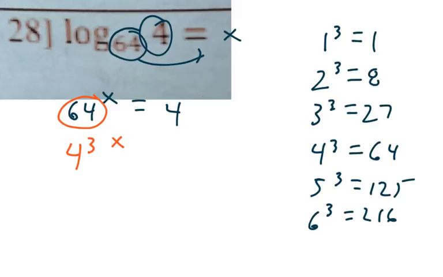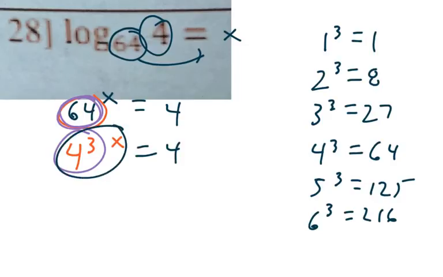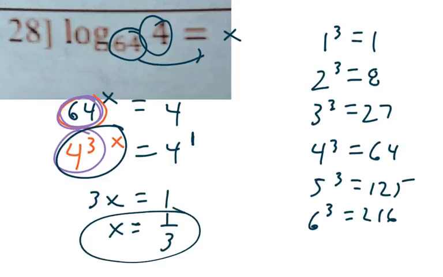Okay? But anyways, if you agree with me that 64, follow the purple, is 4 cubed, look what we have here now. I have 4 to the 3x equal to 4 to the 1. That means 3x has to equal 1, right? Or x has to equal 1/3.